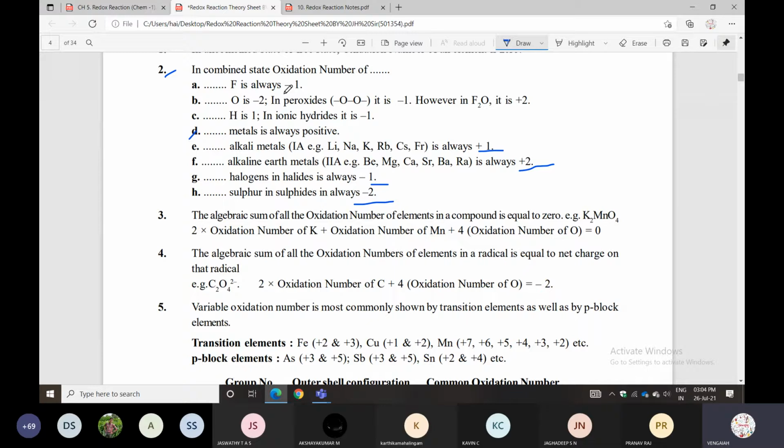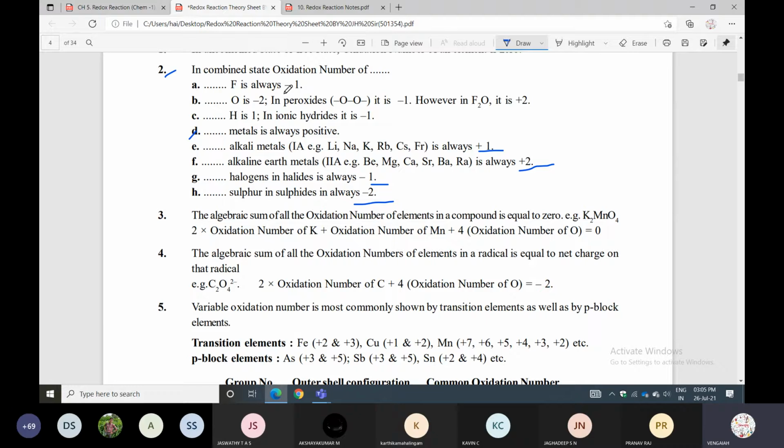Depends on the charge also. If the charge is not there, it is equal to 0. That's what they have given. C2O4 2-, that is oxalate. So 2 carbons will be there, 2 into the oxidation number of carbon, plus 4 oxygens will be there, 4 into the oxidation number of oxygen, it is equal to -2 charge.